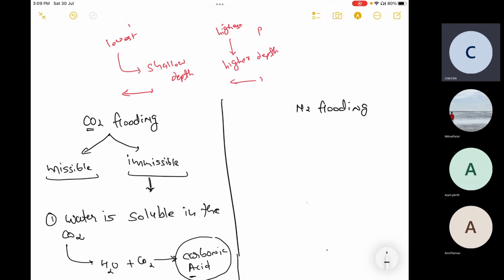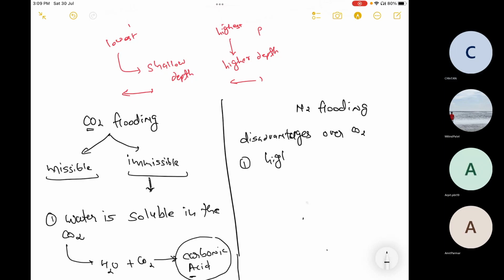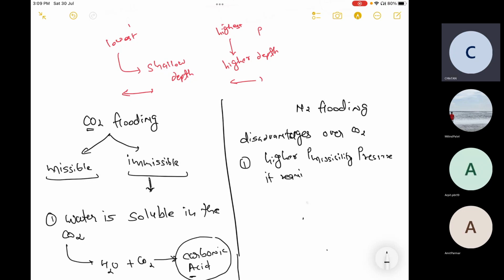Then another one is that it can be useful for a limited range only. Okay, let me write that also. So first, let's suppose the disadvantages over CO2. First is a higher miscibility pressure. So it requires higher depth.